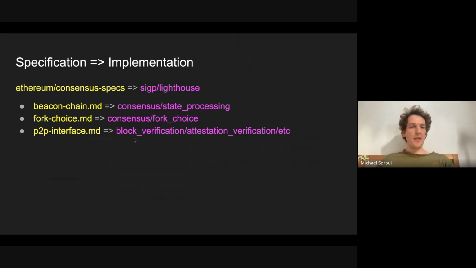And then there's also the P2P spec, the P2P interface. Despite the name, it mostly defines rules for validating consensus messages that you receive on the peer-to-peer network. It's not so much about the peer-to-peer protocol itself, although there is some stuff in there about that. But these are the block verification, attestation verification, and blob verification files that I mentioned before, which are inside the beacon chain crate.